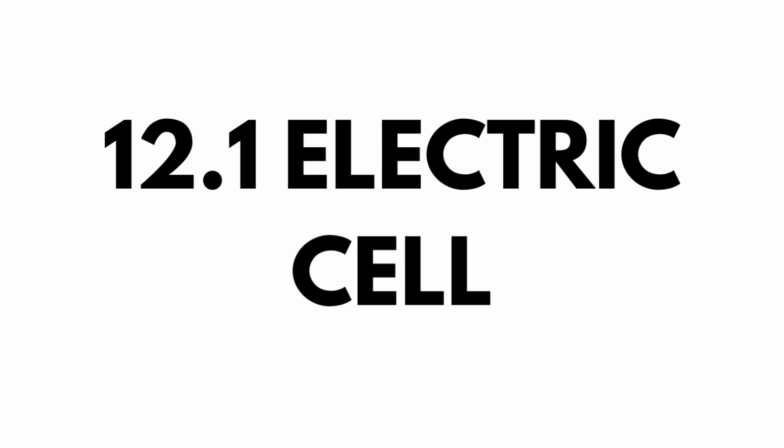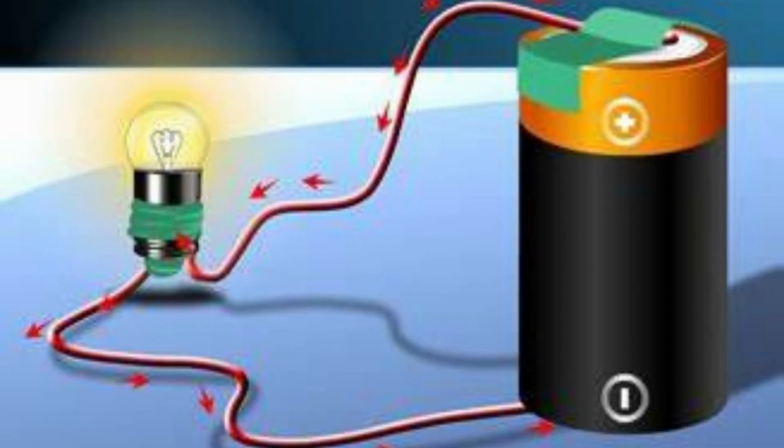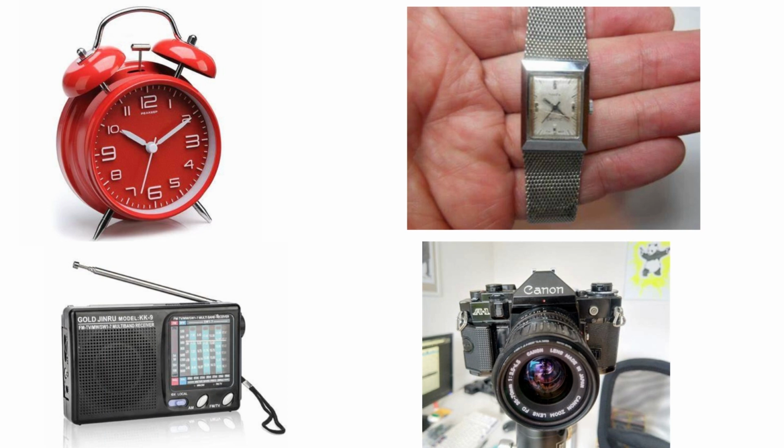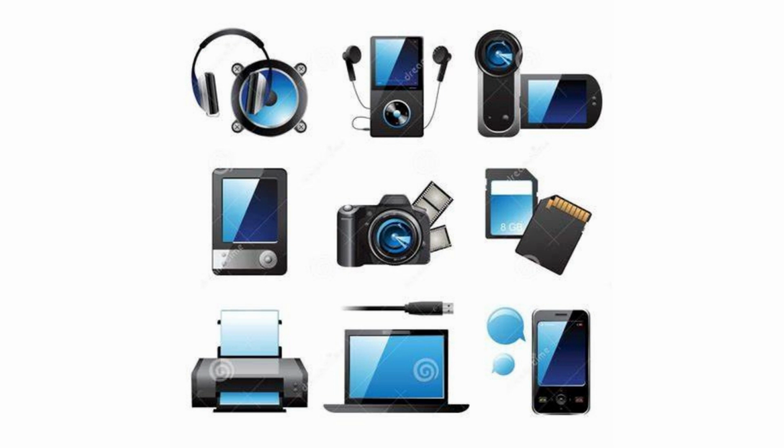Electric cell. Electricity to the bulb in the torch is provided by an electric cell. Electric cells are used in alarm clocks, wristwatches, transistor radios, cameras, and many other devices.